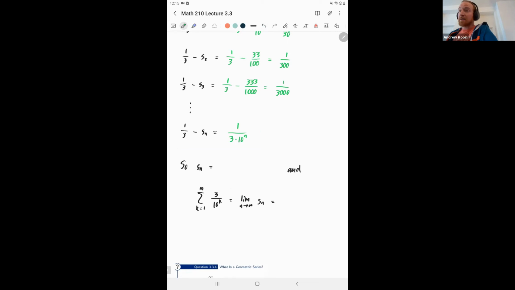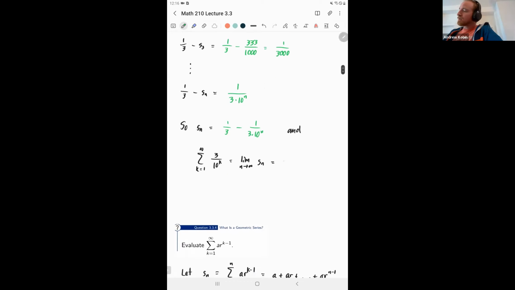Finally, we'll be able to take a limit of that to evaluate the infinite series. And we'll see that it converges to 1/3. But let's do our due diligence here. So Sn here, if I subtract, I'll have 1/3 minus 1/3 times 10 to the n. And I don't need to get a common denominator here because I'm going to take a limit in a moment. We'll see that the last term here goes to 0.